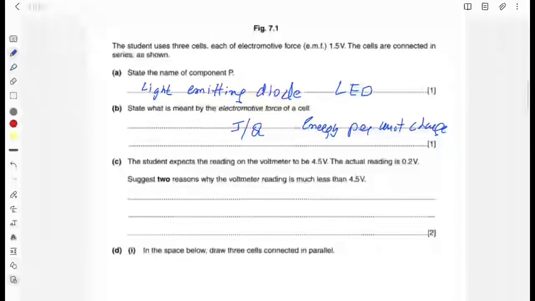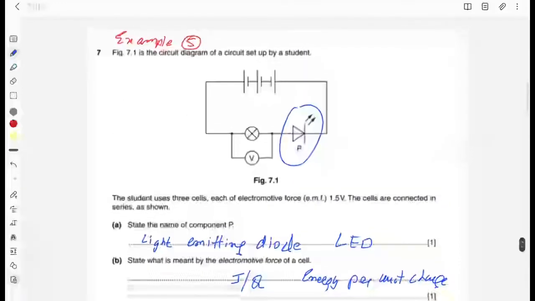Part C. The student expects the reading on the voltmeter to be 4.5 volt. The actual reading is 0.2 volt. Suggest 2 reasons why the voltmeter reading is much less than 4.5 volt. We have to go back to this diagram.